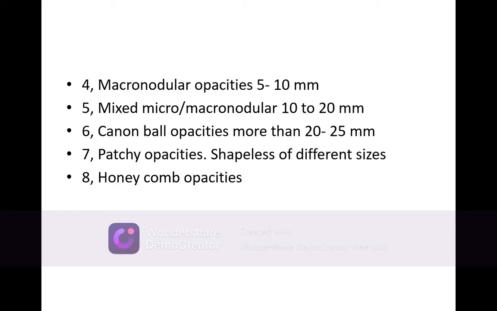Now, patchy opacities are shapeless and of different sizes, seen just like a patch. And the honeycomb opacities mean that the reticulation is now mingled up and forms a combing effect. They are forming the combing effect, and they are called honeycomb lungs.